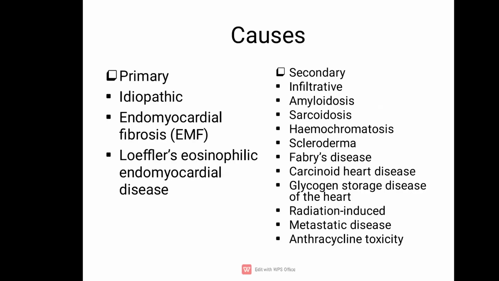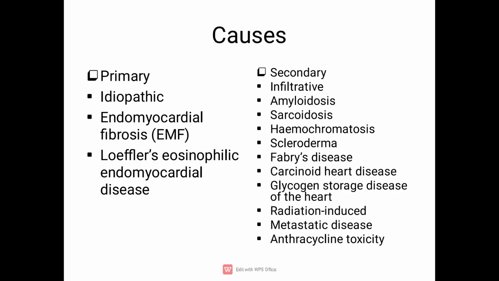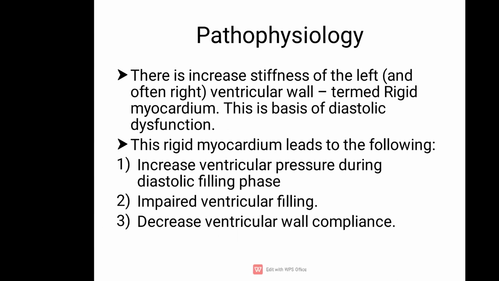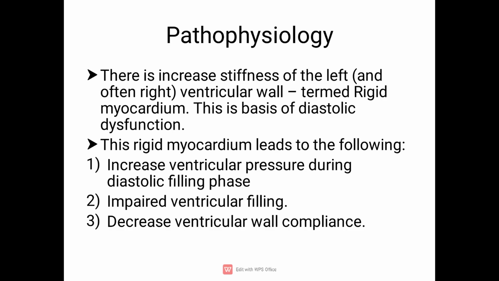Okay. When I classified earlier, I talked about how we could have idiopathic or primary, then familial and secondary. So under the primary, we have the idiopathic, EMF, low-flow, and in secondary, you have these causes that are listed here. Now, going to the pathophysiology. The major thing for restrictive cardiomyopathy is that there is increased stiffness of the ventricles. It could affect either the left ventricle alone, or both ventricles. As a result of the stiffness of that wall, which is termed a rigid myocardium, which is the basis for the diastolic dysfunction in them.